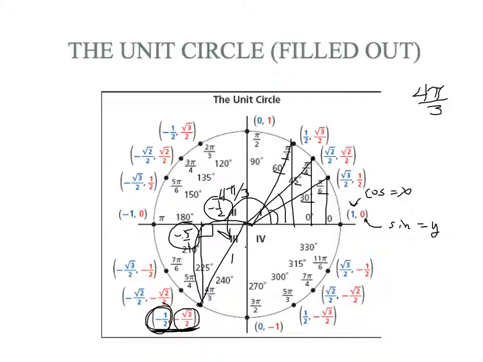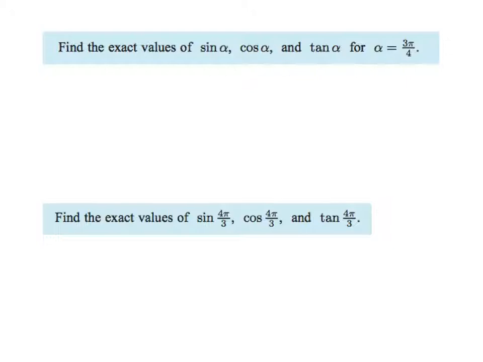Okay? Alright, so let's try a couple examples. This is example 14 and 15 from your textbook. It says, find the exact value of sine alpha, cosine alpha, and the tangent of alpha, given that the angle alpha is 3 pi over 4. Okay, so how would I do this? Well, the easiest way is to use your unit circle. Okay, so I've got to somehow represent this on my unit circle, and then I'll be able to find my sine, cosine, and tangent values.